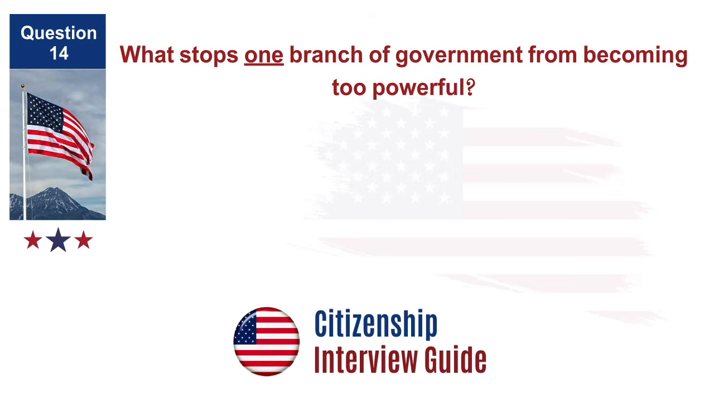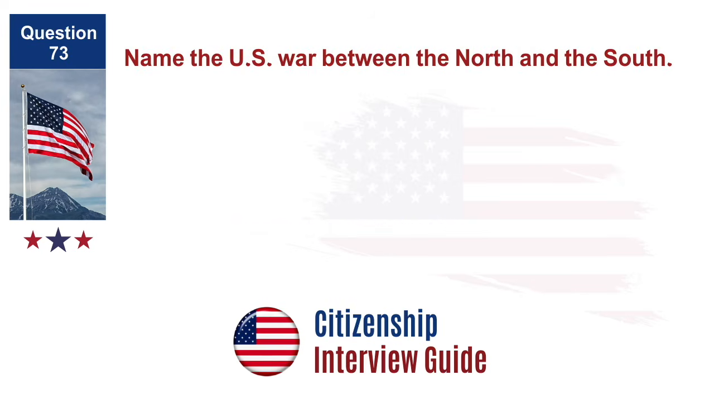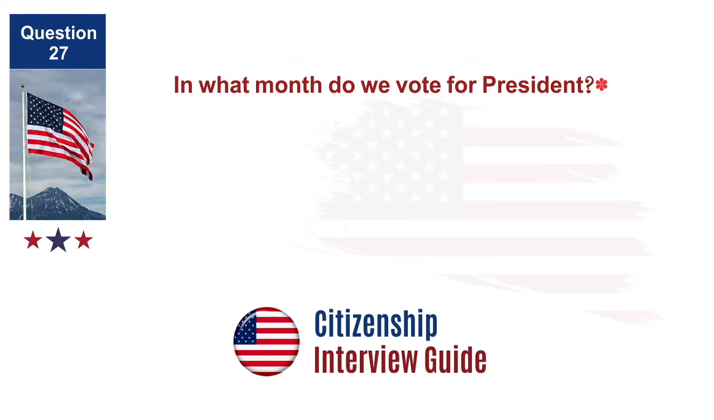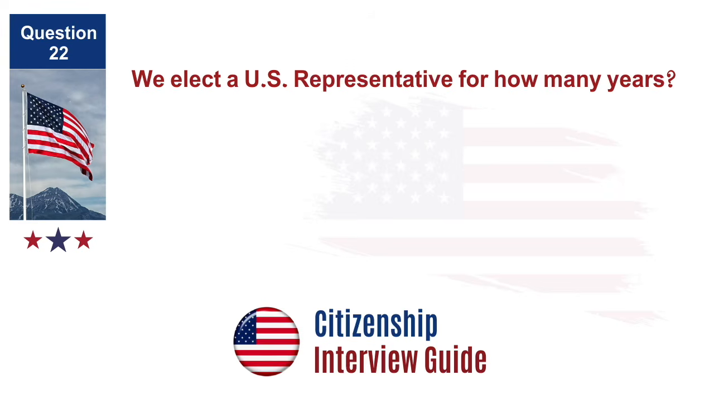What stops one branch of government from becoming too powerful? Checks and balances. Name the U.S. war between the North and the South. The Civil War. In what month do we vote for president? November. We elect a U.S. representative for how many years? 2.